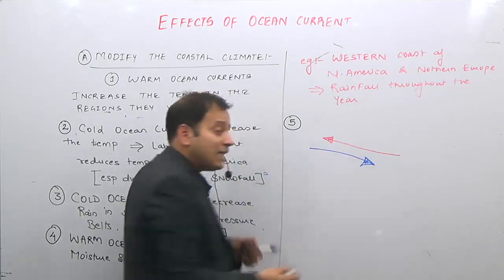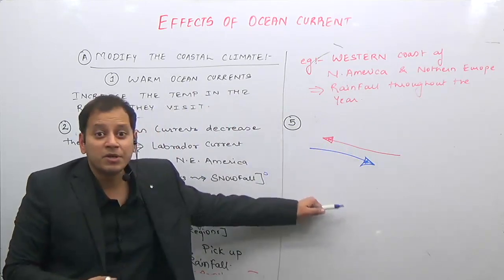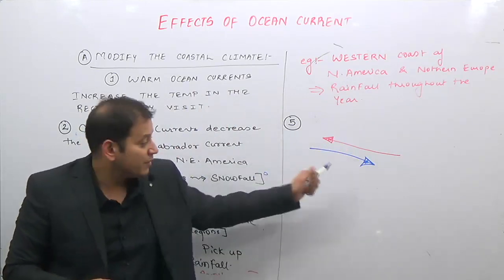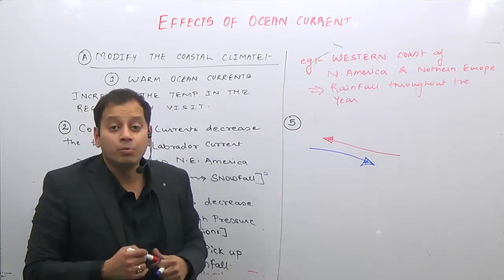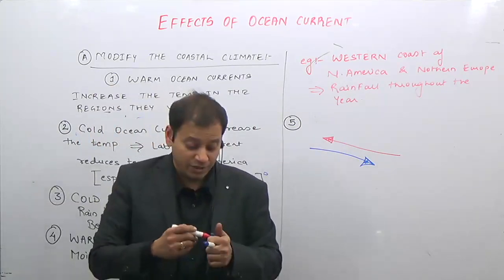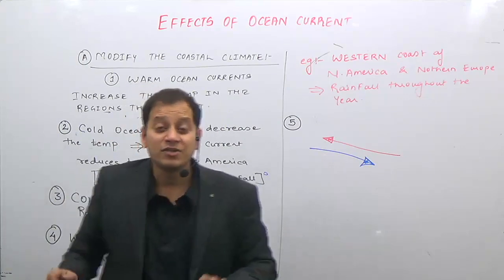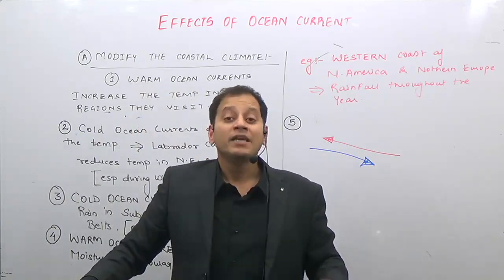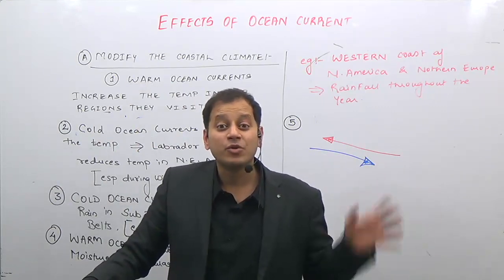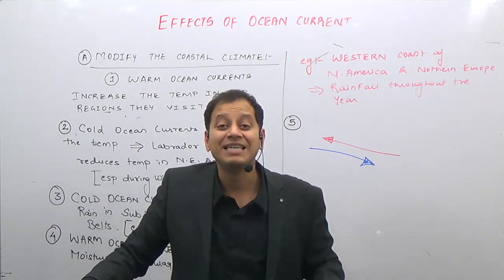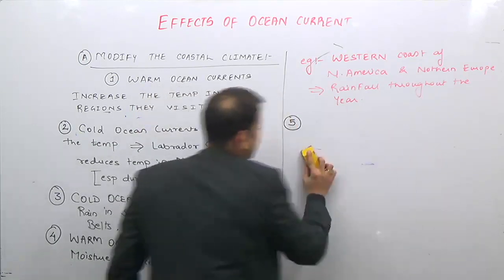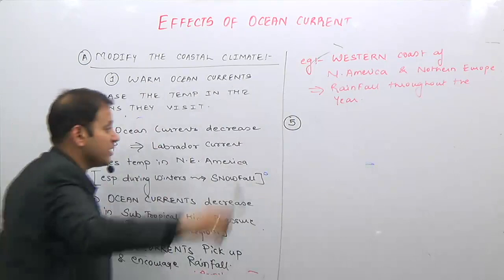Generally, what is the normal lapse rate? As you go up, the temperature should go on decreasing. But here, when the cold air is down and the warm air is upward, it is known as a temperature inversion. What is the climatic significance of a temperature inversion? It causes fogs. So, due to the mixing up of cold and warm ocean currents, extremely dense fogs are formed.